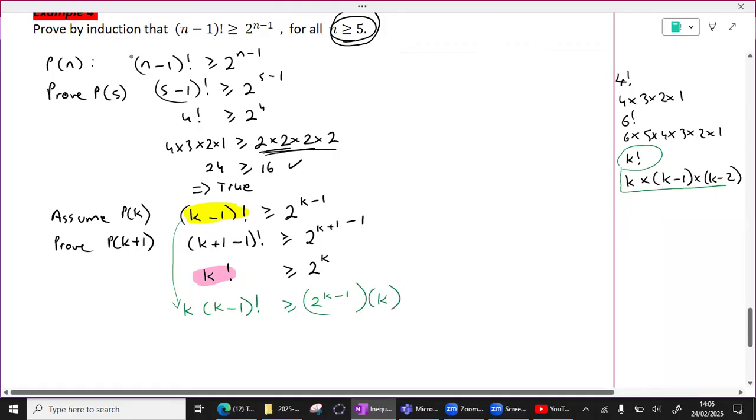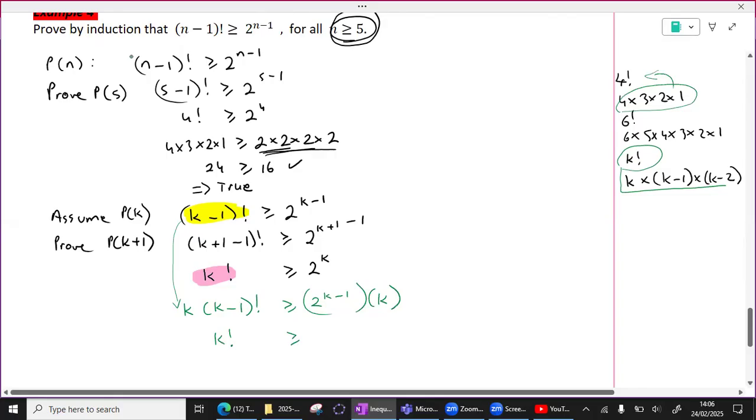What I now have is the pink, because k bracket k minus 1 factorial is exactly the same as just saying k factorial. Because what we're saying is, if you go down from there, it's the same thing as writing k. So just like 4 by 3 by 2 by 1 is the same thing as saying 4 factorial, k times k minus 1 factorial is the same thing as just saying k factorial.